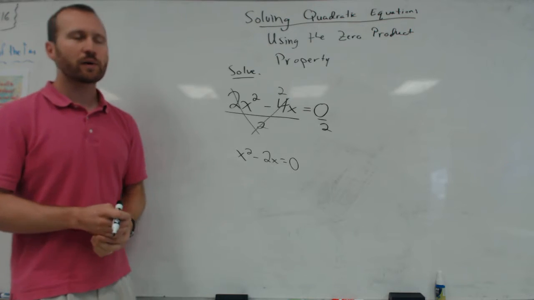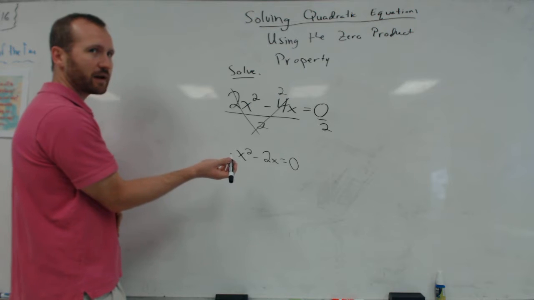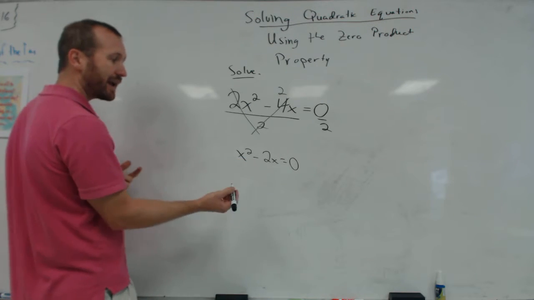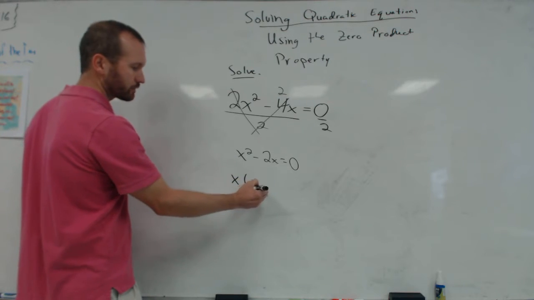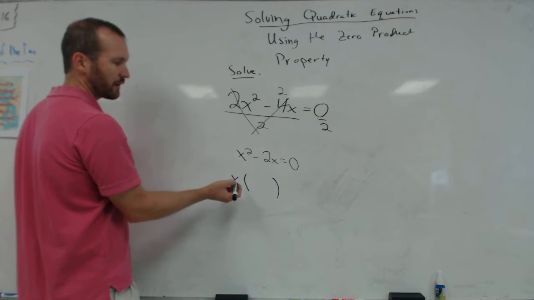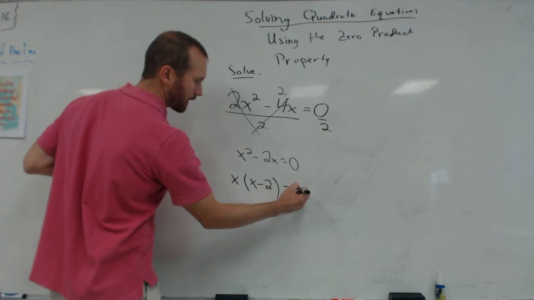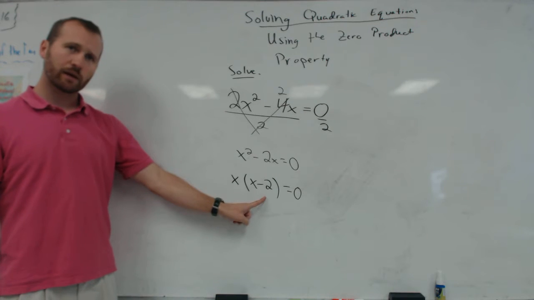There are two terms, so the way that we factored these is by pulling out the greatest common factor. What's the greatest common factor between x squared and 2x? X. Yeah, x. So my factors are x, and what's left? X minus 2.